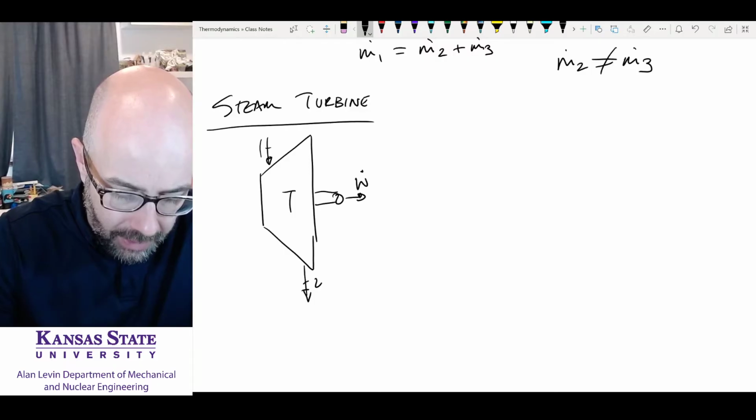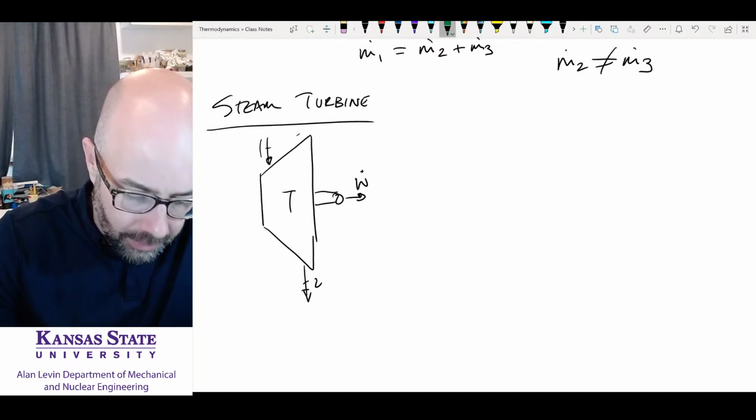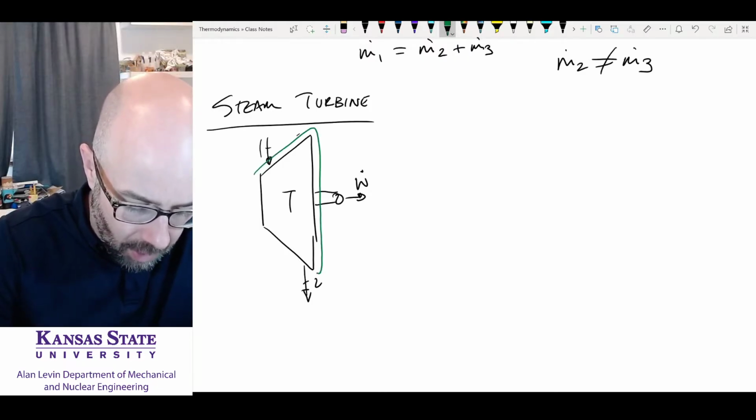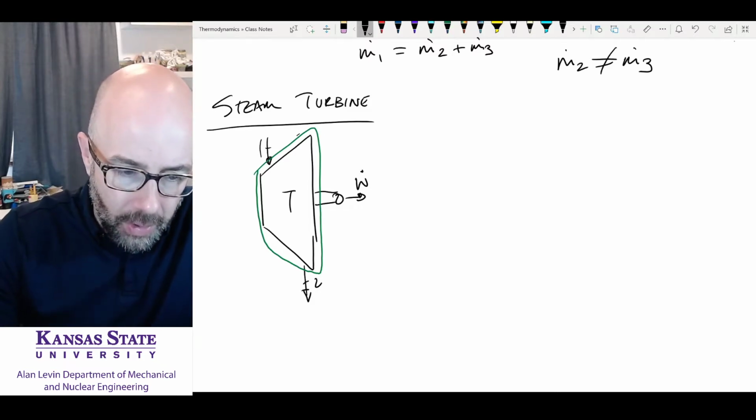We're going to be producing some power. We're going to be analyzing, I'll just draw a big line, this green box, which is going to be our control volume that we're going to be looking at. Okay. So here's what the problem statement says.